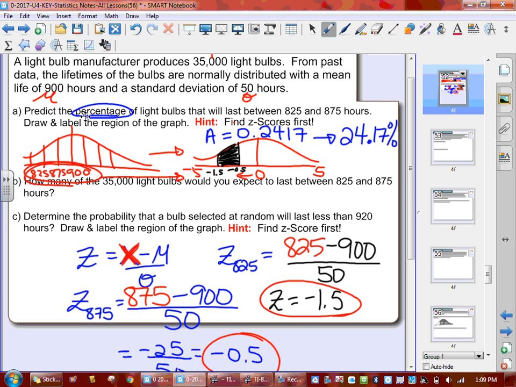Now the next question is where we get the application of that. Now it's going to say, well, how many light bulbs does that actually refer to out of that whole batch of 35,000 light bulbs? Well, in general, this is where we take our number, and now we multiply it by our probability. So we multiply it by the area number, not the percent number, the area number. So that means you're taking 35,000 and multiplying it by 0.2417. And that's going to tell you how many light bulbs.